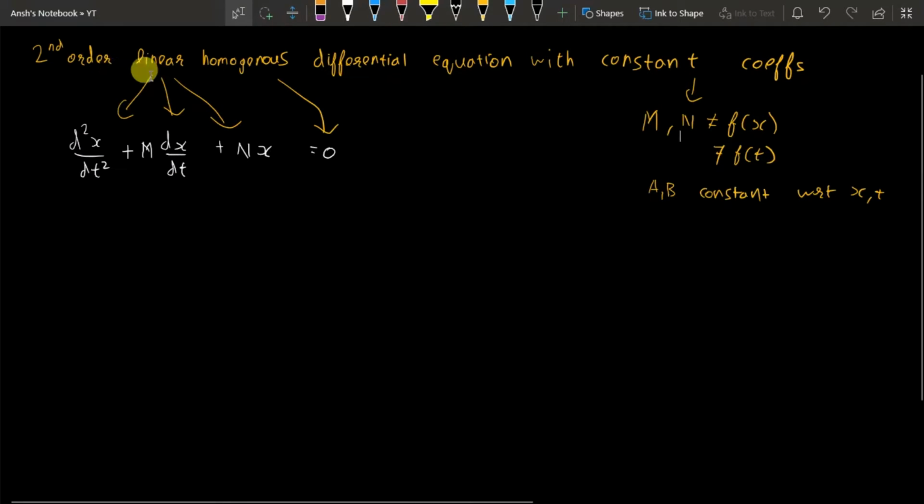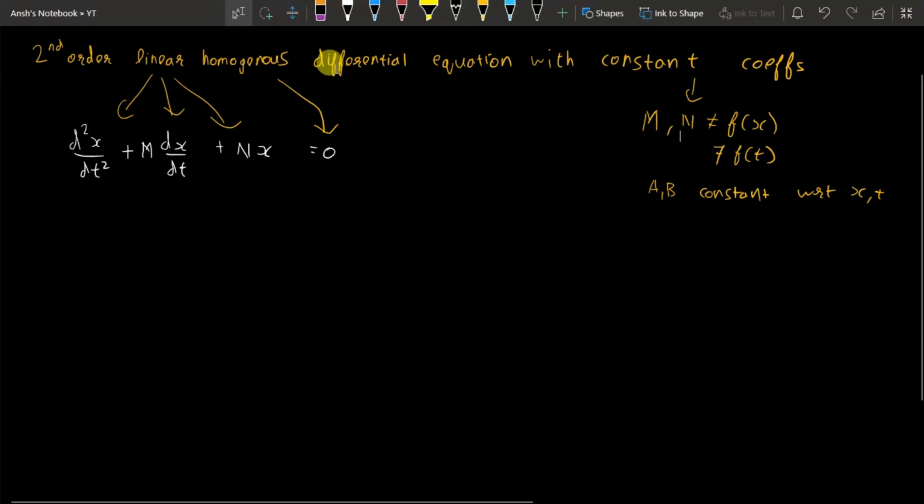Now the linear term means that all the derivatives of x with respect to t will be a linear combination, which means that no derivatives will be multiplied with each other. The derivatives will all be their separate terms which cannot be multiplied or divided by each other. So that's what linear means. The homogeneous means that there will be no other term except the terms containing our dependent variable.